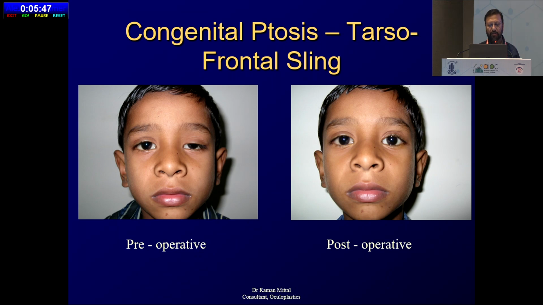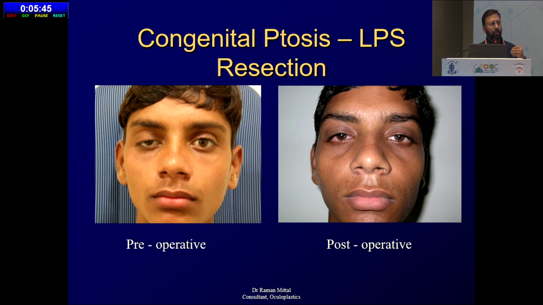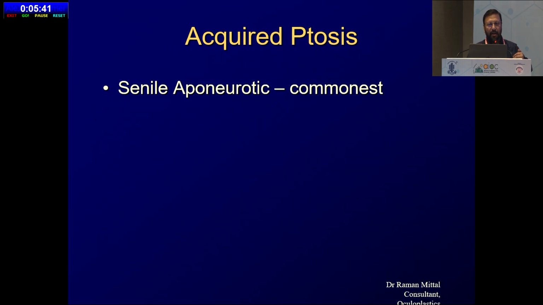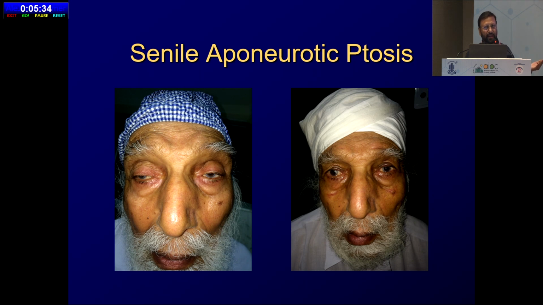moderate to severe ptosis, you go in for sling surgeries. If the LPS action is good, you do LPS resections. Acquired ptosis, senile aponeurotic, is still the commonest which you face. It could be an aged gentleman. This was around 90 plus, and within 2 weeks he is doing so well. All his forehead lifting has gone.